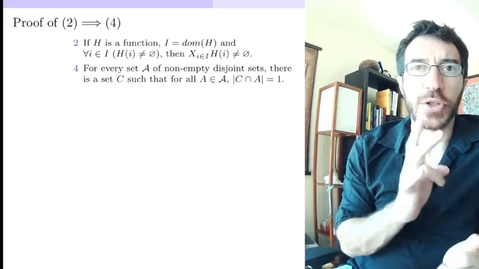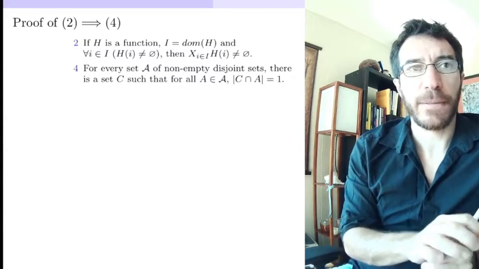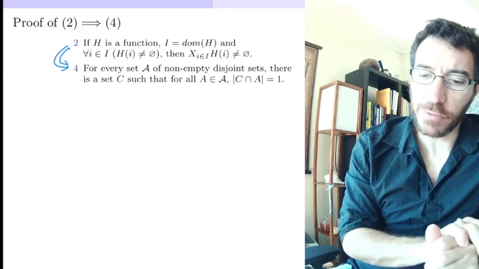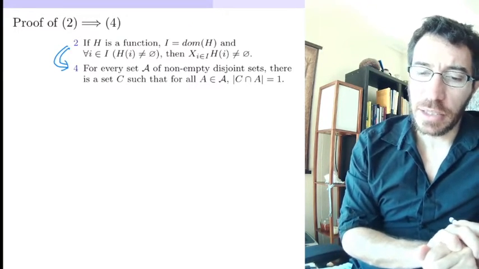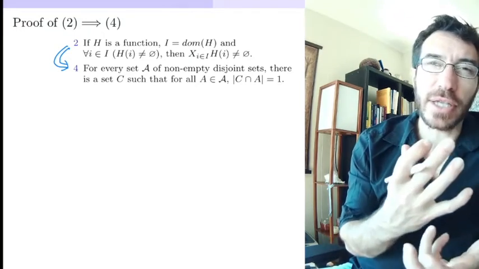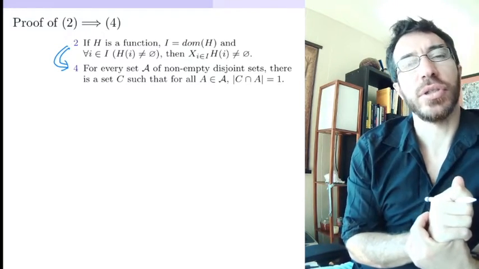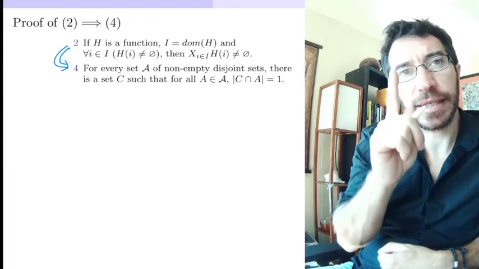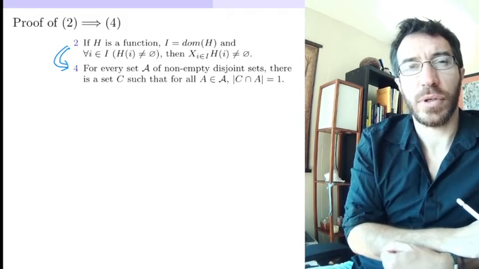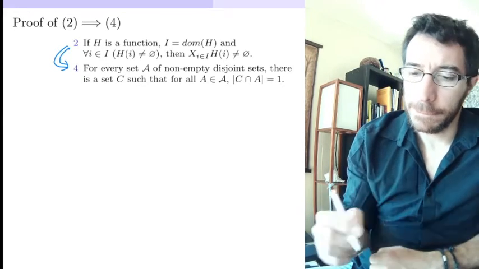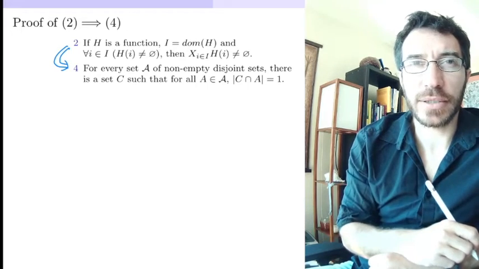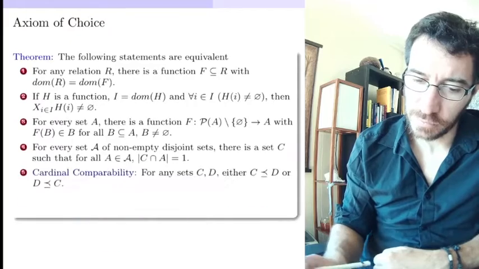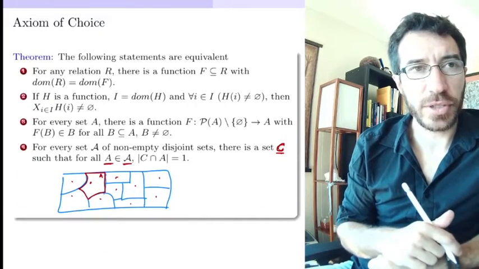Let's now prove that 2, the one about the Cartesian product, implies 4, which says that for every non-empty set A, which is a collection of sets that are disjoint, you can find a set that intersects each element of the collection exactly once. Okay? How would you guys think of doing that? Let's draw the picture again. Well, here is the picture. This is what we have.